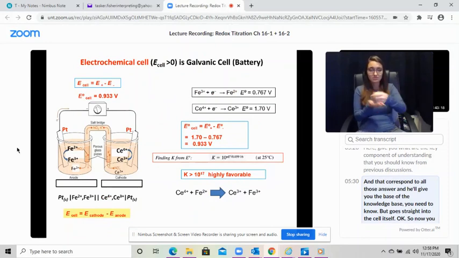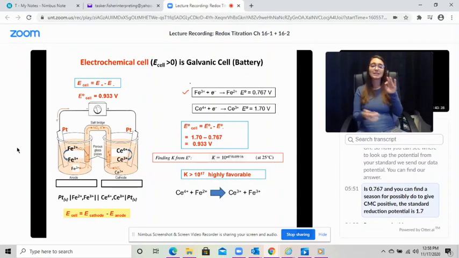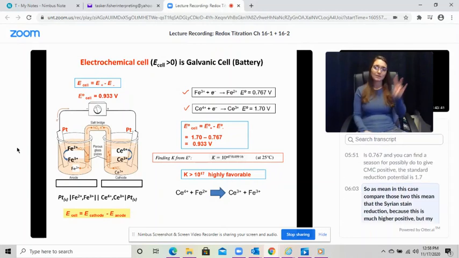Okay, so now you can see where to look up the potential from your standard redox potential table. You can find iron 3, iron 2 is 0.767. And you can find cerium 4 positive reduced to give cerium 3 positive; the standard reduction potential is 1.7. Comparing those two, that means the cerium will stay in reduction because this is much more positive, right? Much larger positive. And the iron reaction will have to be reversed.